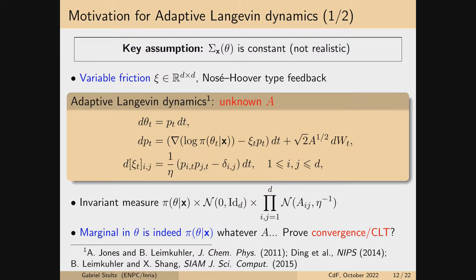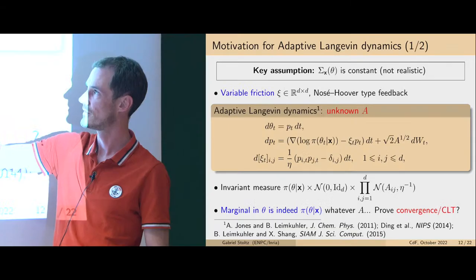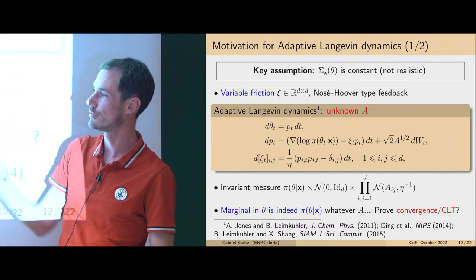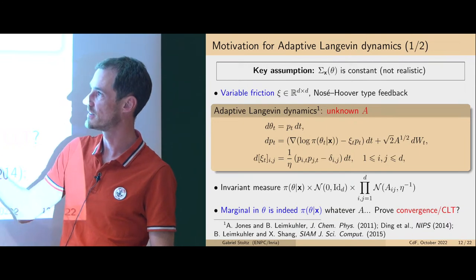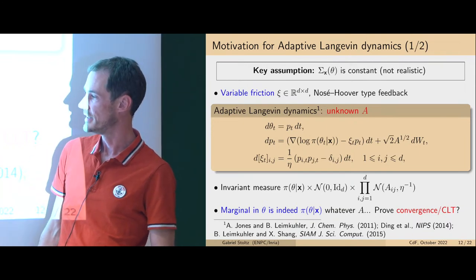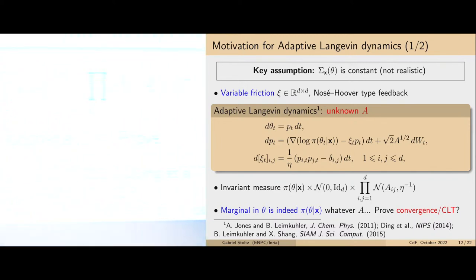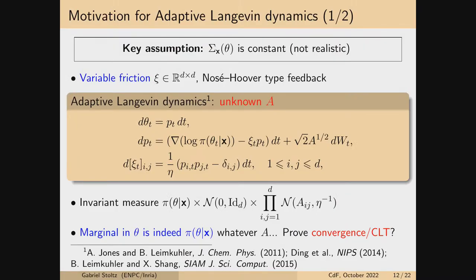And then when you work out the math for this dynamics, you can show that it admits an invariant measure which is this one. So you have that those xi variables nicely center around the component a_ij of this unknown friction matrix. And the nice thing is that this is true whatever the choice of eta and whatever the value of A was in the first place. So it's a very nice feedback mechanism, but which really relies on the fact that here sigma, this covariance matrix, is constant.